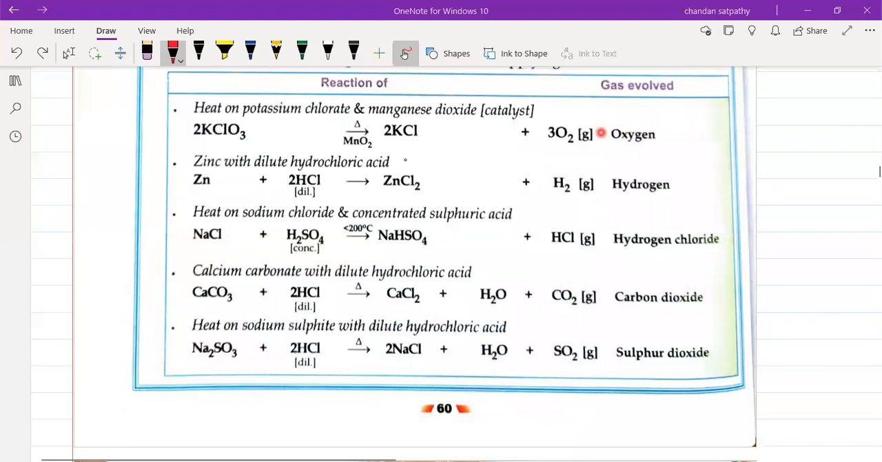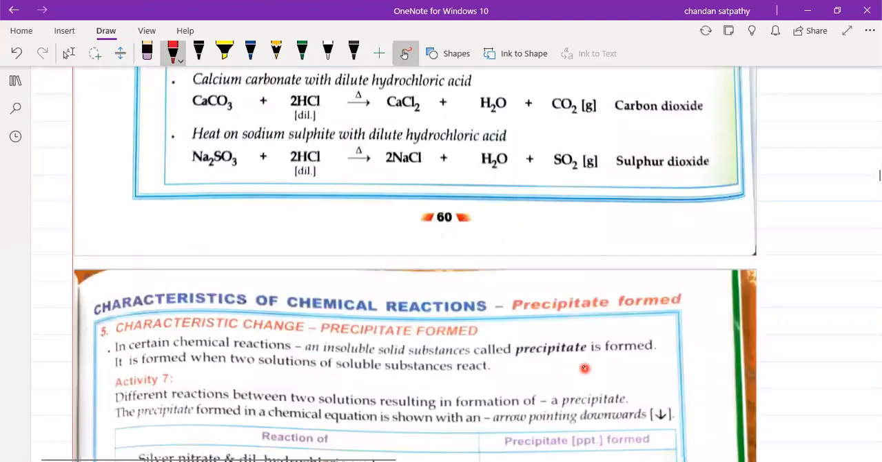So these reactions you have to remember. These questions might come in the form: write the gas produced in the reaction. So you have to prepare the gas produced in the reactions. Next, when sodium sulfite combines with dilute hydrochloric acid, it forms sodium chloride plus water plus sulfur dioxide.